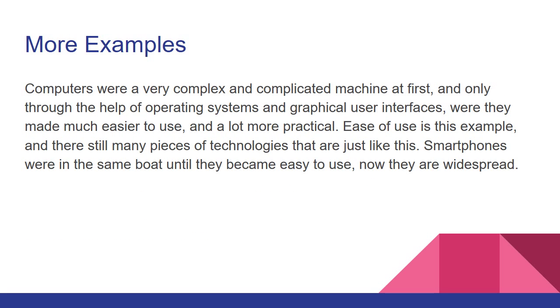More examples. Computers were a very complex and complicated machine at first, and only through the help of operating systems and graphical user interfaces were they made much easier to use and a lot more practical. Ease of use is key in this example, and there were still many technologies that were just like this. Smartphones were in the same boat until they became easy to use, and now they are widespread.